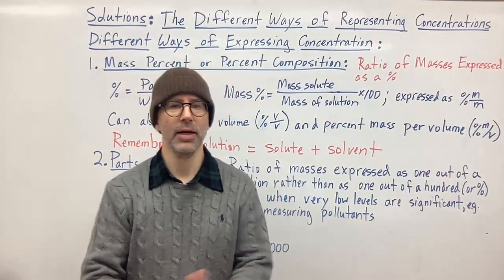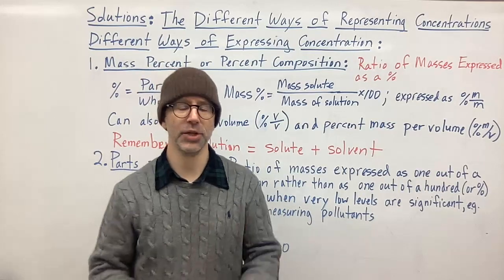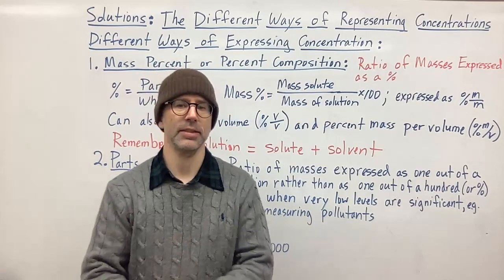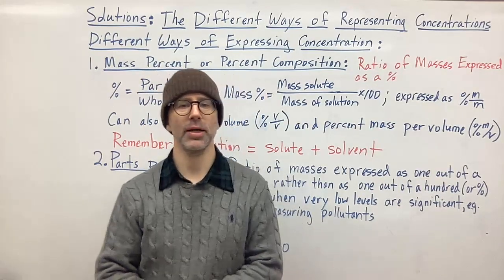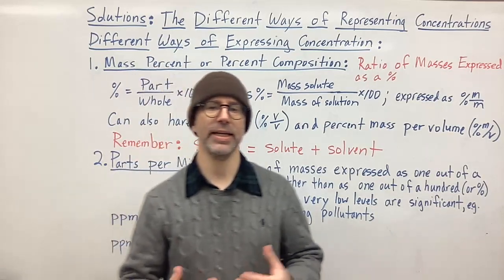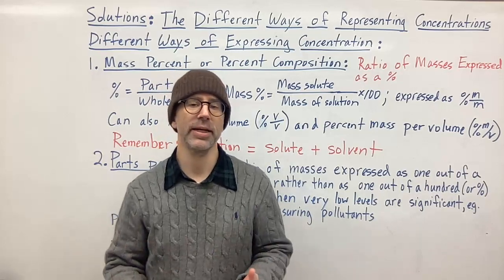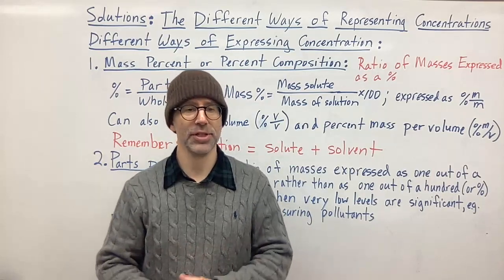Okay, welcome back. So I'm going to start to go over the different ways of expressing concentrations. Let's get into this. The first one I'm going to talk about is mass percent, or percent composition. Mass percent is where you express the concentration as a ratio of masses that's expressed as a percentage.